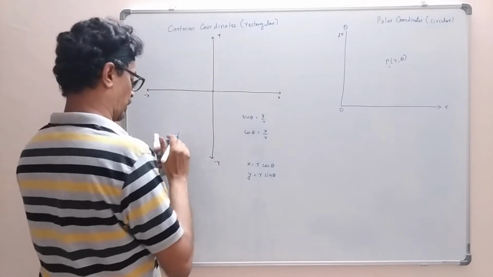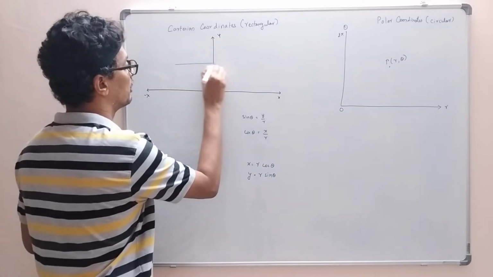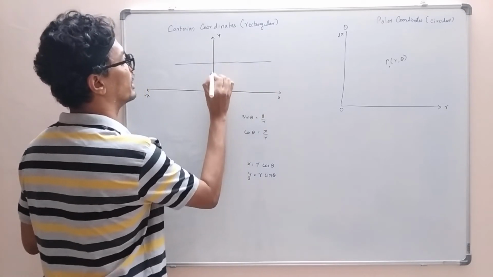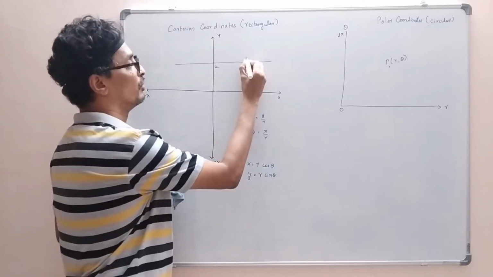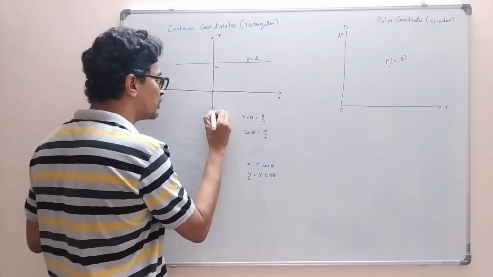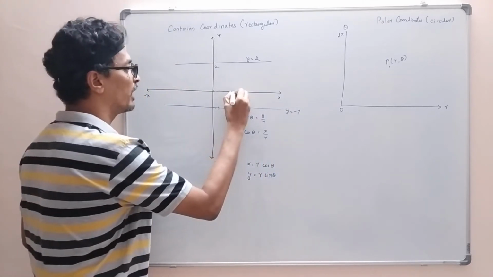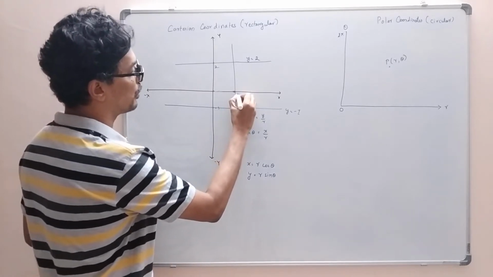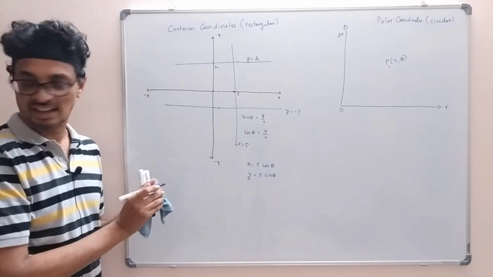Suppose in the rectangular coordinate system, I have a line parallel to the x-axis passing through a point, say 2. So what is the equation of this line? y equal to 2, correct? I can have another line which passes through -1. Then I can write y equal to -1. Simple. Similarly, when I have any line parallel to the y-axis passing through a point, say 5, then x equal to 5 is the equation of the straight line.